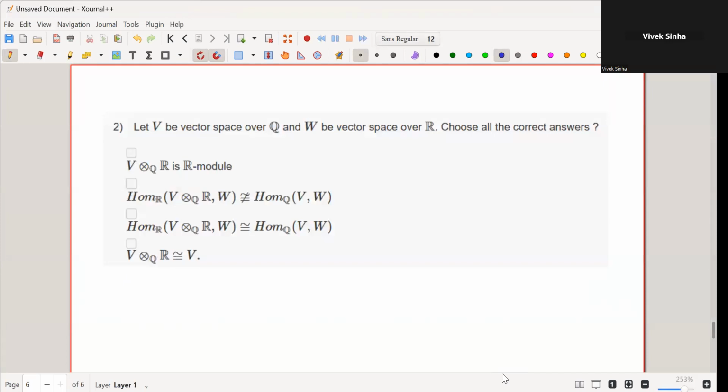So let V be a vector space over Q and W be a vector space over R. Choose all the correct answers. V tensor R is an R module and it is over Q. So how can you give an R module structure? It is easy to see.